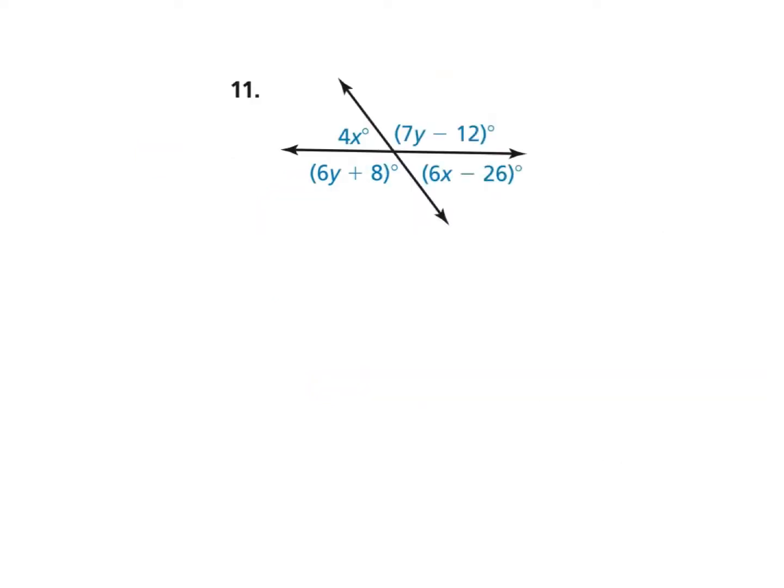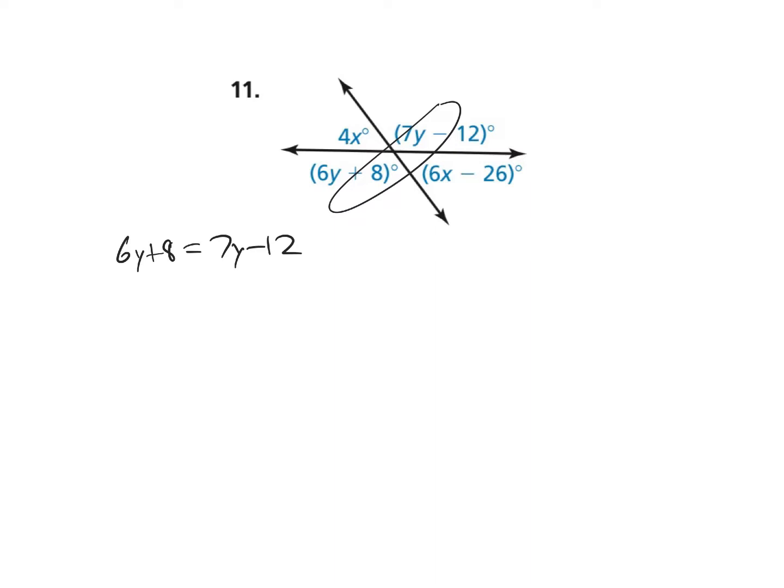And number 11, same thing. Just set these up and work them out. Okay, so vertical angles. These two are equal. So 6y plus 8 is equal to 7y minus 12. And we can't solve that because, oh, we can. They're both y's. Sometimes they'll be different. You'll have to do the other two first and then substitute them in.